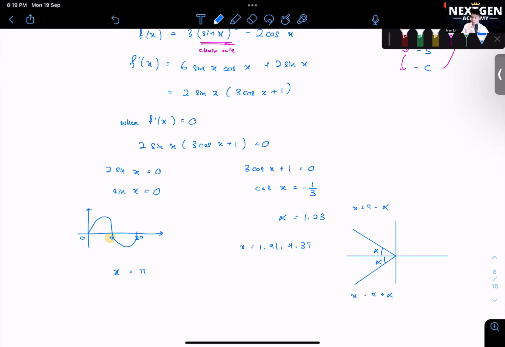Okay, this one all out of range, right? All reject. So none of these values are acceptable. Only x equals to pi. So if you got any extra values, minus mark.